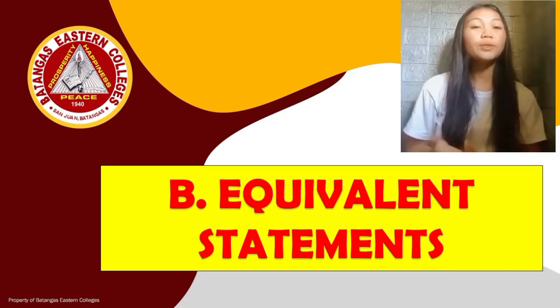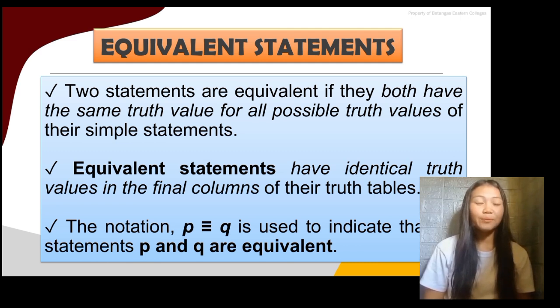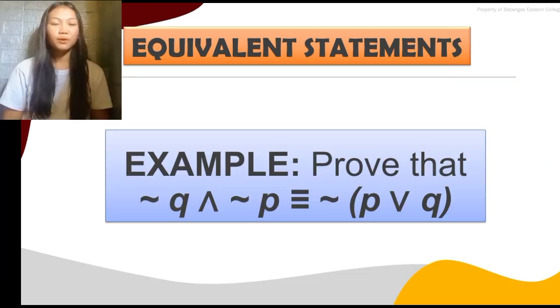So now, we're going to proceed to equivalent statements. Two statements are equivalent if they both have the same truth value for all possible truth values of their simple statements. Equivalent statements have identical truth values in the final columns of the truth tables. The notation P equivalent Q is used to indicate that the statements P and Q are equivalent. For the example, prove that not P and not Q is equivalent to not (P or Q).